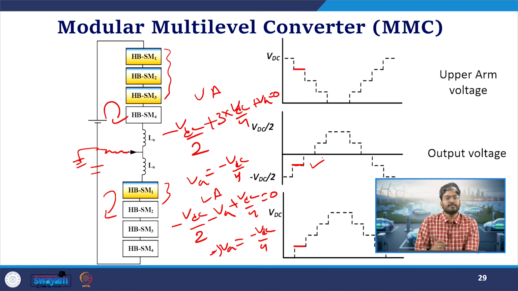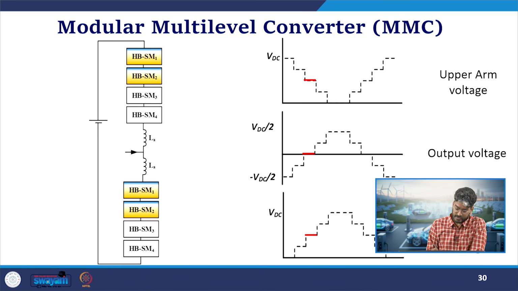In this case, where is the redundancy? We have turned on the top 3 submodules, but I can turn on any 3 submodules out of the 4 from the upper arm to generate this minus VDC by 4. Similarly, we have various combinations in the lower arm also. Here we have selected one submodule to generate the voltage. It can be any one out of the 4. So it is dependent on the instantaneous capacitor voltage and the direction of current. If the direction of current is such that it is charging, I will select the submodule which has the least voltage, such that it will be inserted and get charged.